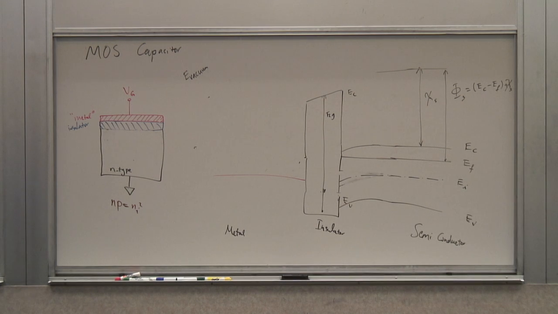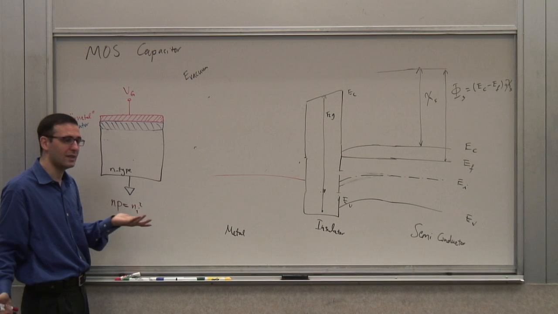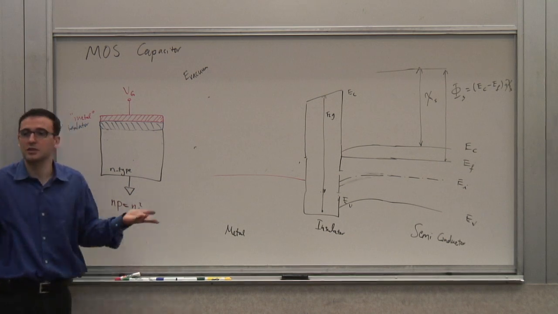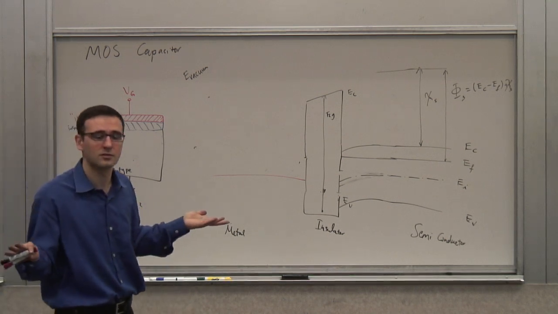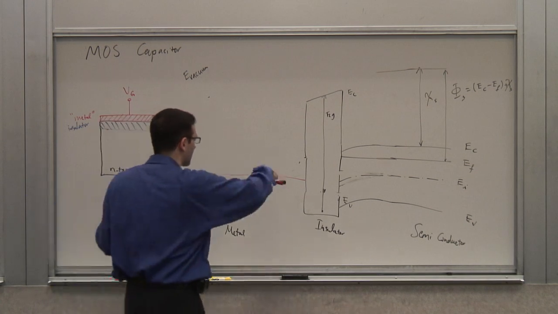Should the EF bend? EF is the energy level for the distribution. So now there's no net flow of current in here, right? There is no charge transfer inside the semiconductor because there's no way for net charge transfer. So EF, the Fermi energy, is constant across the whole semiconductor. So that remains constant, but everything else is bent.